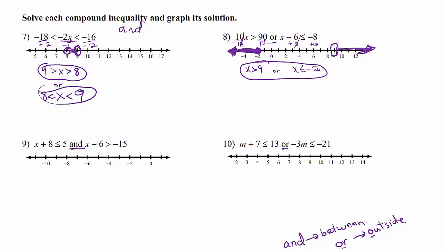Number 9, we just need to solve this. It says and, so we'll do that. We'll do -8 on the first one and get x is less than or equal to -3. We'll add 6 to both sides on the second one and have x is greater than -9. So x is less than or equal to -3 and x is greater than -9. So that means that we're shading between -3 and -9. -9 is an open circle, -3 is a filled in circle. Shade between.